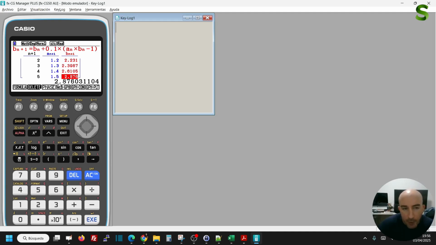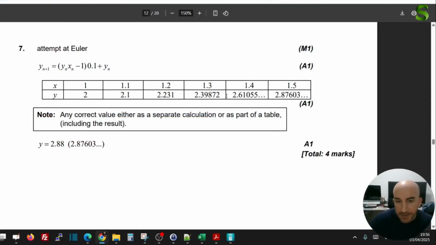But I always recommend to write the whole value of the calculator and then the 3 significant figures. And if we check the marking scheme, we get exactly the same value. And as they said, we'll write the whole values and then the 3 significant figures solution. So that's it. It's as easy as that. 4 marks, which are very easily obtained with a calculator, and we don't lose a lot of time.